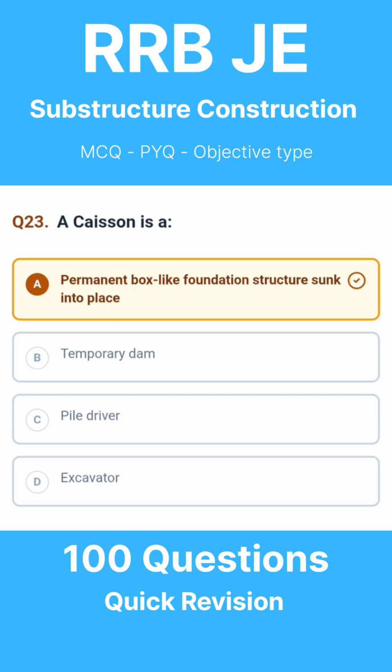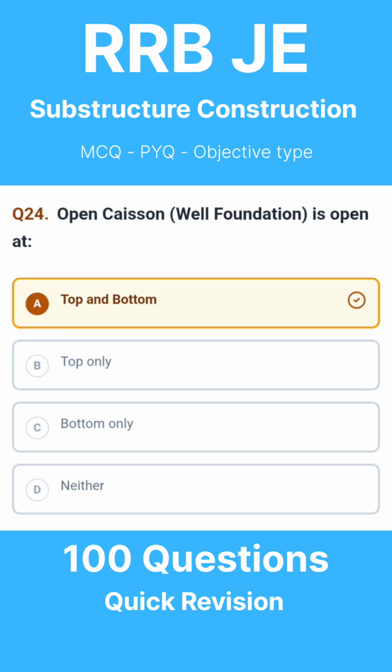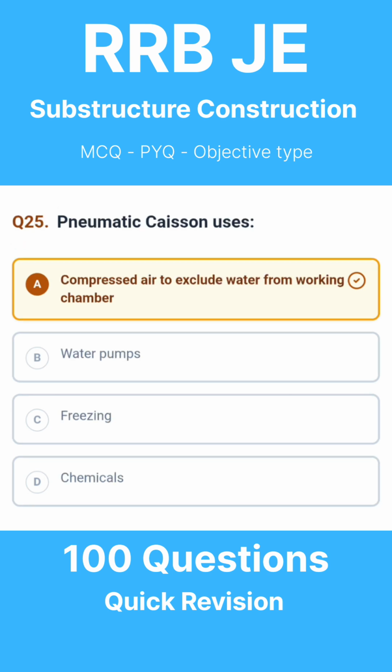Question 23. A caisson is a. The correct answer is permanent box-like foundation structure sunk into place. Question 24. Open caisson well foundation is open at. The correct answer is top and bottom. Question 25. Pneumatic caisson uses. The correct answer is compressed air to exclude water from working chamber.